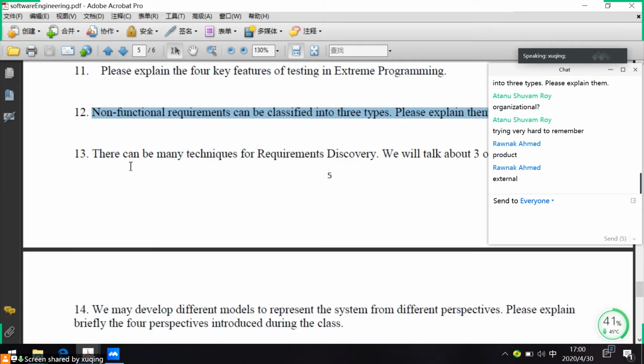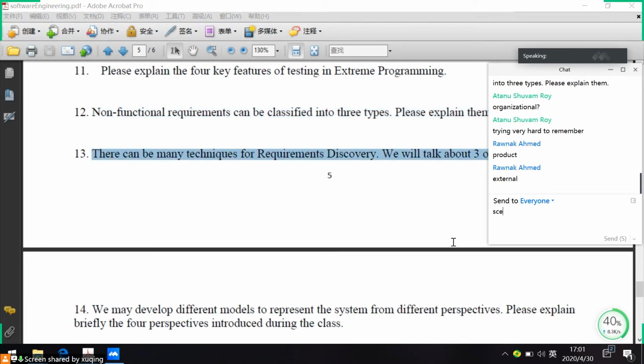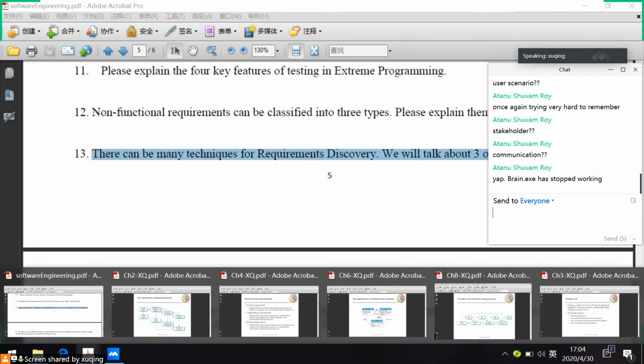We are asked to talk about 3 techniques for requirements discovery. It was also in the assignments, in the 5th assignment. And in the 4th chapter. Yeah, exactly. User scenarios. We'll see here together for the 5th assignment.